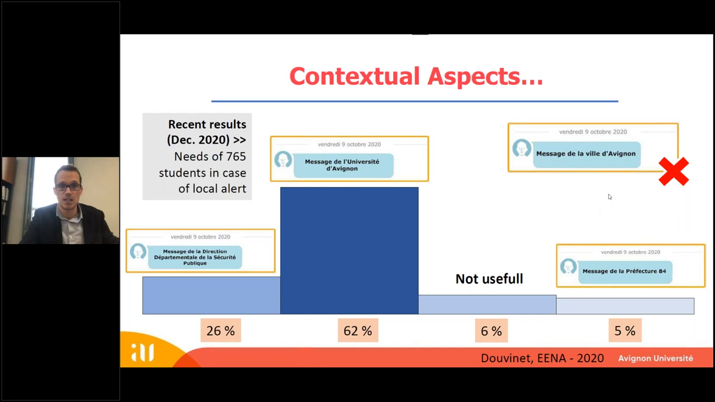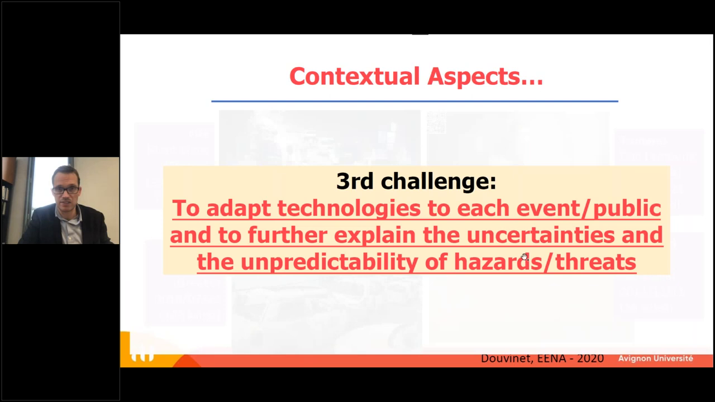So for these contextual aspects, we need to adapt technologies to each event, to each public, and to further explain the uncertainties and the unpredictability of hazards and threats.